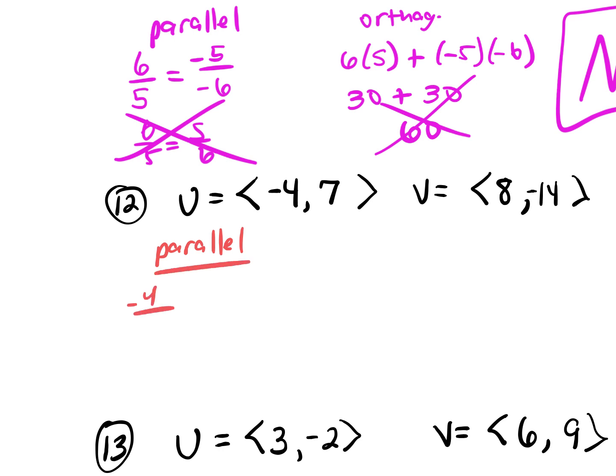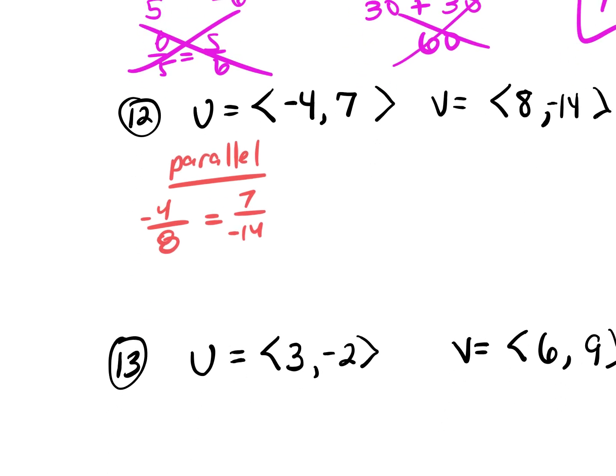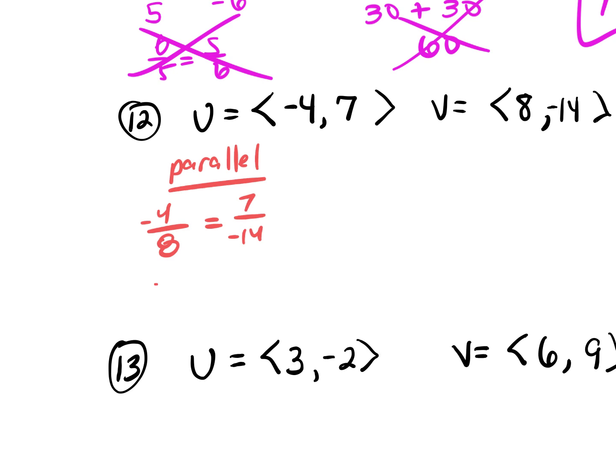So negative 4 over 8. Does that equal 7 over negative 14? Well, simplify. What's negative 4 divided by negative 8? Negative 1/2, right? What's 7 divided by negative 14? Negative 1/2. What did you guys just prove to me? That they're parallel. Takes 2 seconds, but do not tell me, well, I could just see it. Show me. A proof starts with a statement and ends with something equals something. Show me that the left side equals the right side.